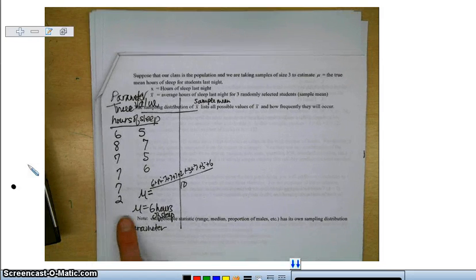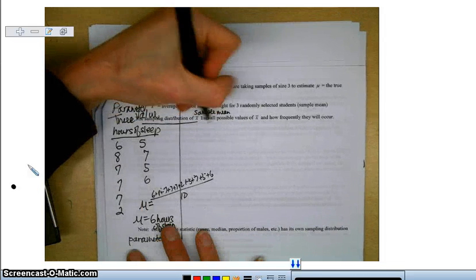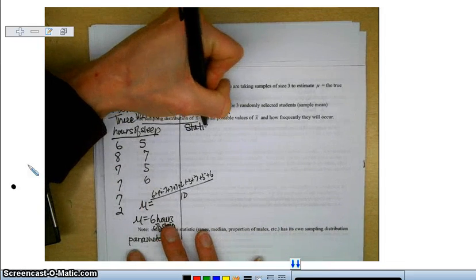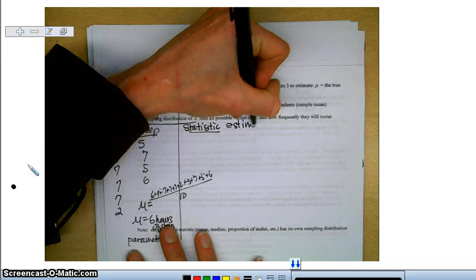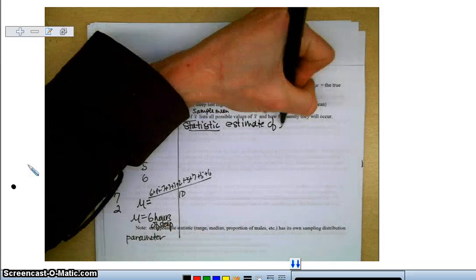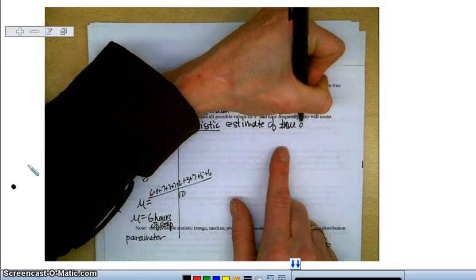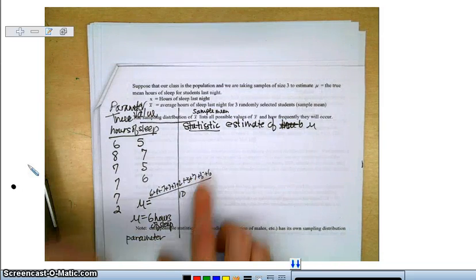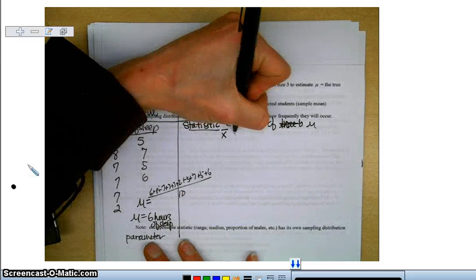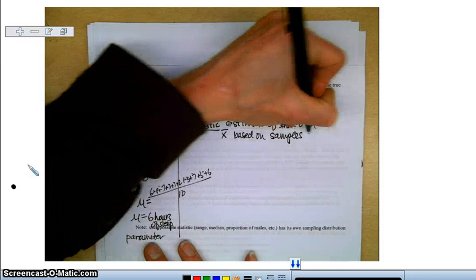So now, could I just randomly select 3 people from this class at a time? So this is going to be my statistic over here. My statistic, my estimate of mu. Okay, this is going to be my estimate of the true hours. It's going to be my estimate of mu. We'll just call it that. So my statistic, I'm going to find X bar based on samples of size 3.